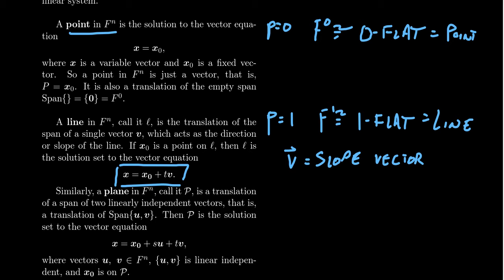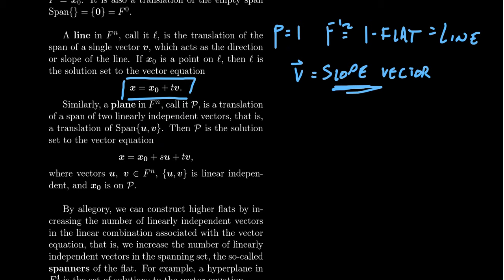You can't tell that it's a vector quantity. But in multivariable settings, we start to see that the slope of a line is actually a vector, the slope vector v. This is some fixed vector. And then x0 is also a fixed vector on the line. And every point on the line is then the combination of a specific, particular point plus some scalar multiple of your slope vector. That gives you a one-flat, aka a line.